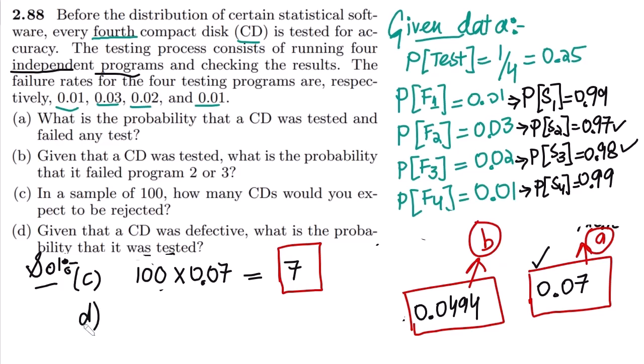And now towards part D: given that a CD was defective, what is the probability that it was tested? Okay, so initially we have seen that every fourth compact disc or CD has to be tested.